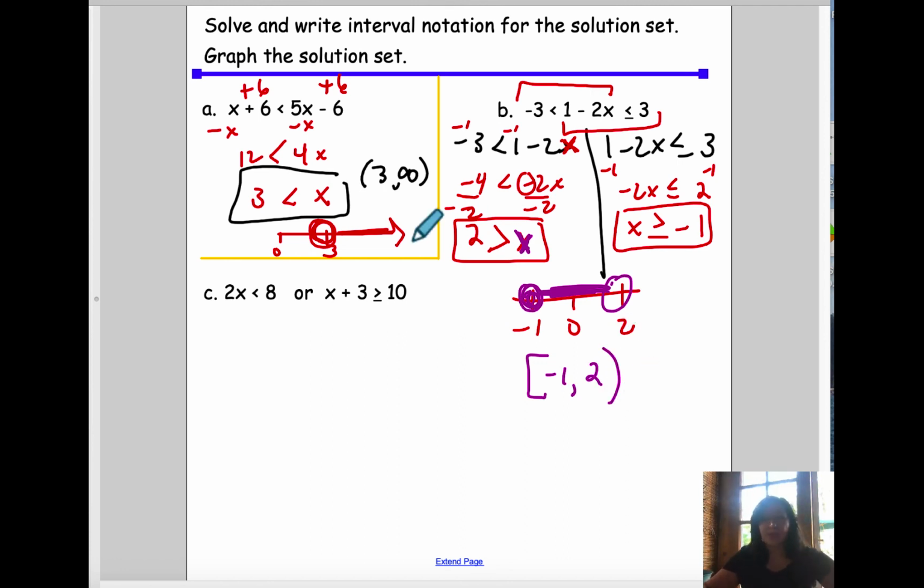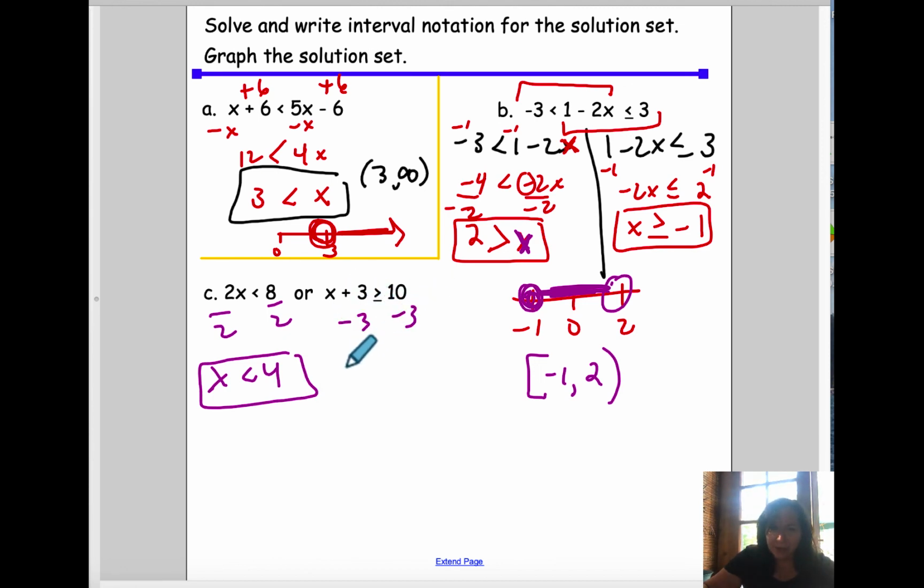For this one right here, we're going to solve two different equations. 2x is less than 8, so I'm going to divide both sides by 2. I'm going to get x is less than 4, box that up. Subtract 3 from both sides. I'm going to get x is greater than or equal to 7. I'm going to box that up.